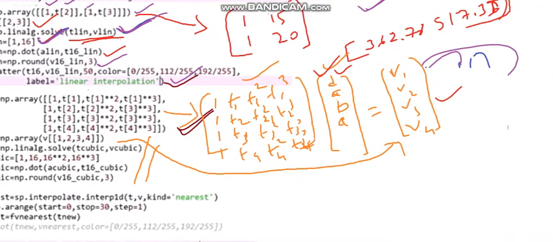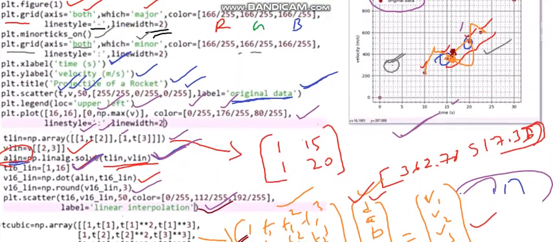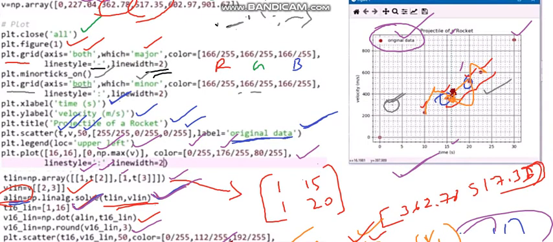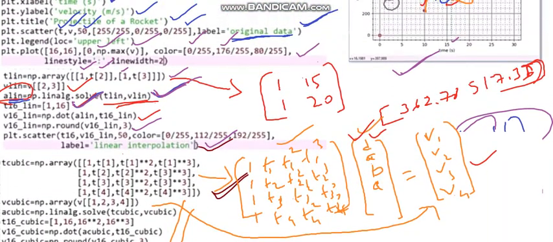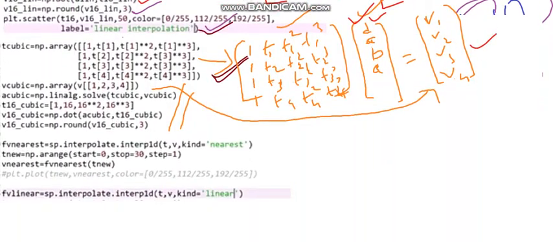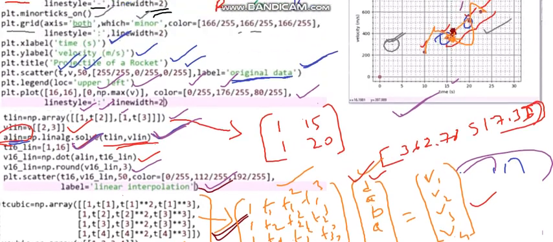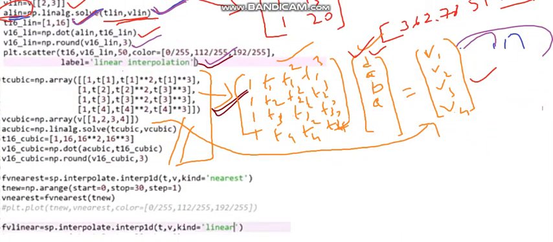So what we were discussing was, for the case of a cubic polynomial, how we can calculate the velocity at t equal to 16. It is a very simple technique. We have already discussed how we can calculate it from linear interpolation, and this section is for the same with cubic polynomial interpolation.